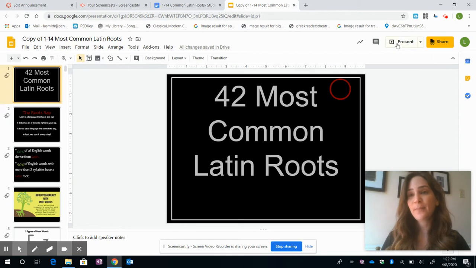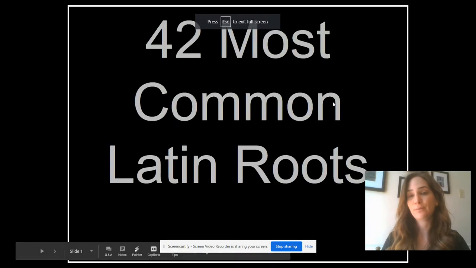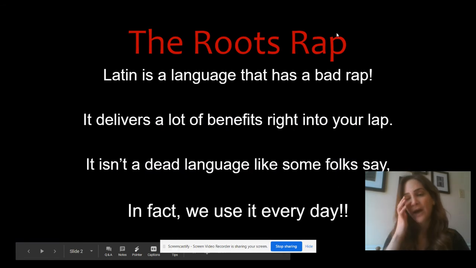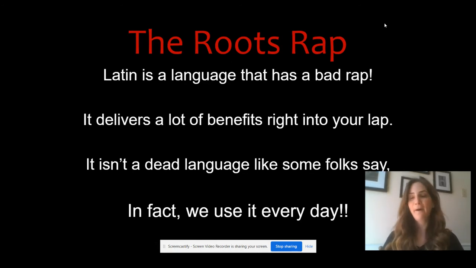So we're going to be learning about the 42 most common Latin roots. And the first thing is something that I can embarrass myself with. It is the roots rep. This isn't actually a thing. I'm going to try my best. Feel free to join me. Feel free to just laugh. That is fine. That's why I do this. All right, you ready? Drum roll.